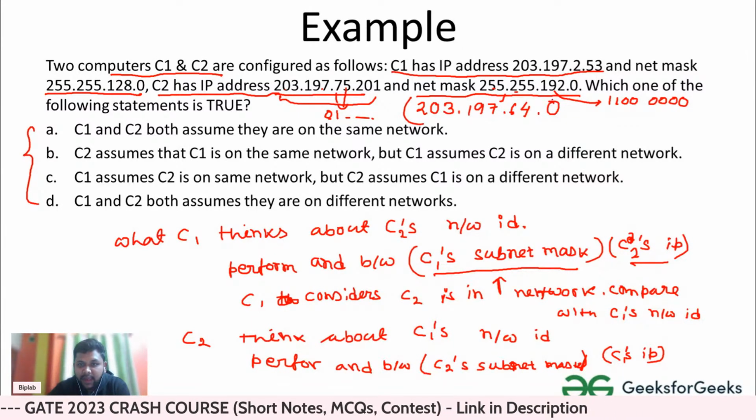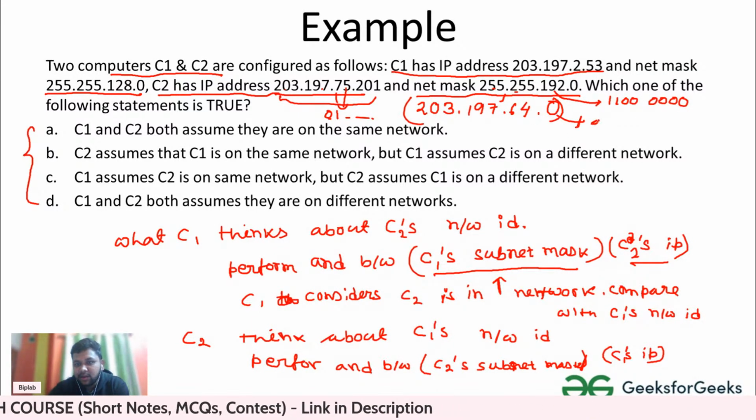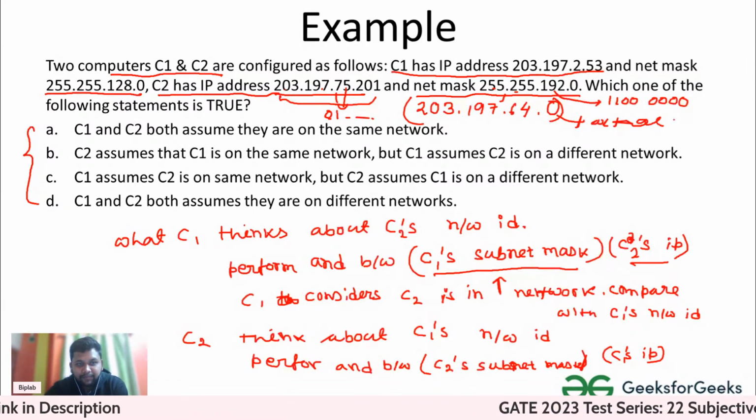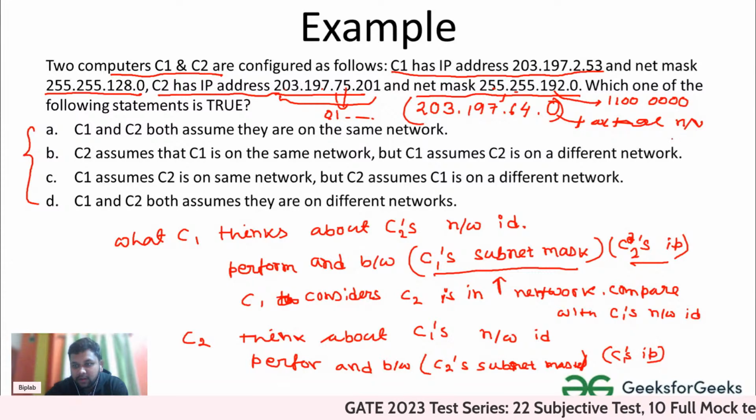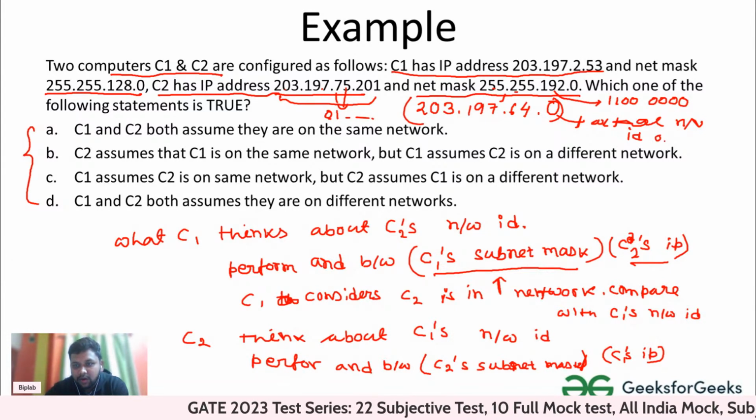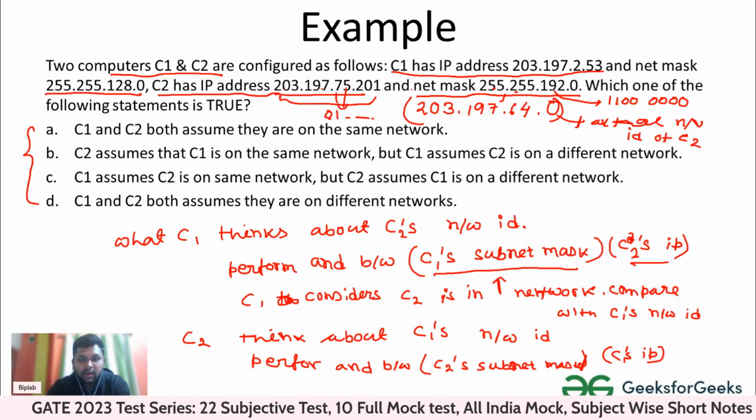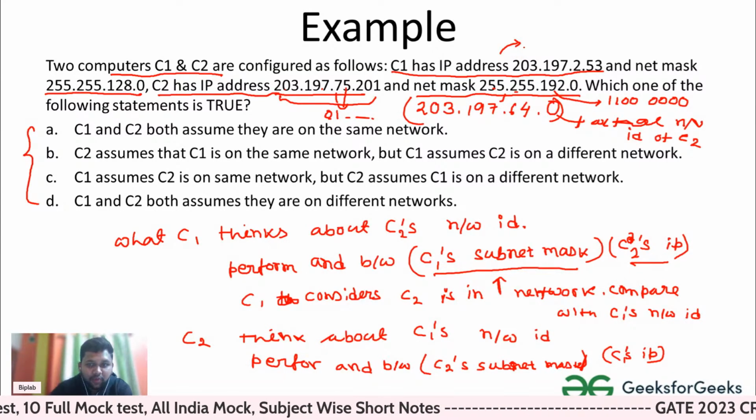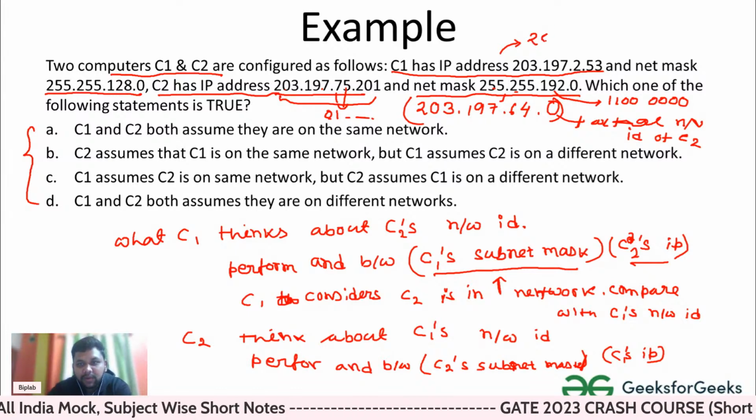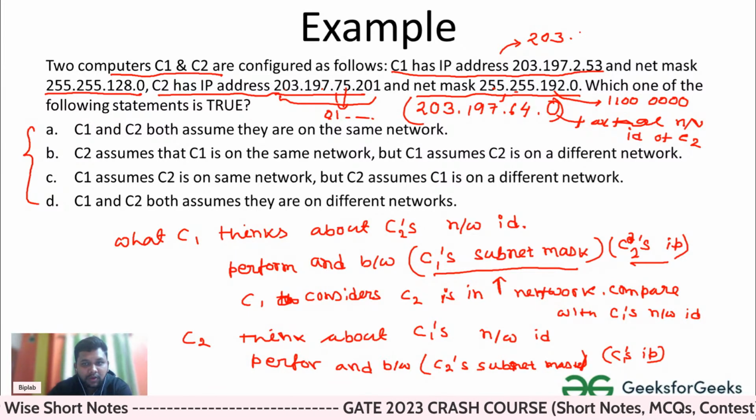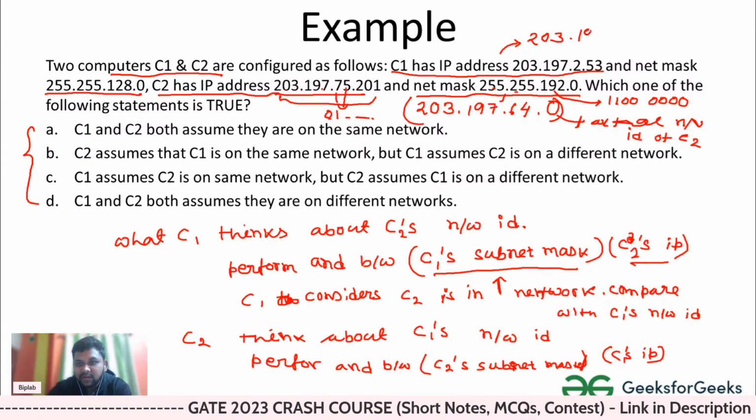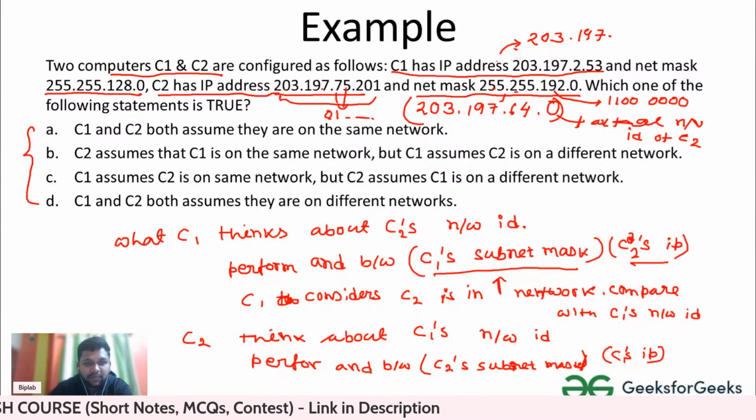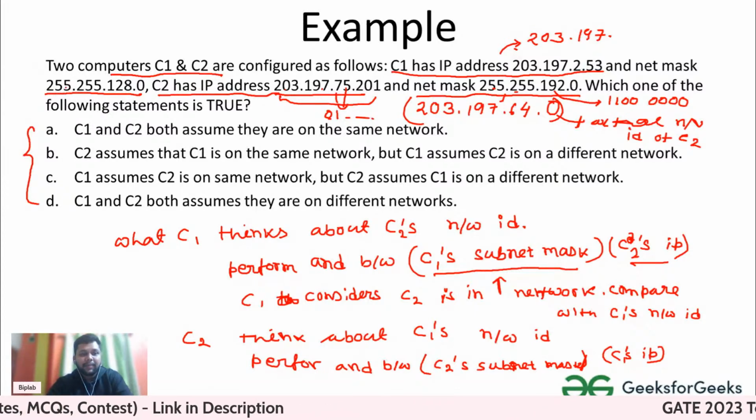So this is the actual network ID of C2. Now the same way, what will be the actual network ID of C1? C1's network ID will be 203.197. Dot. Now you are performing AND of C1 IP address with C1's subnet mask.